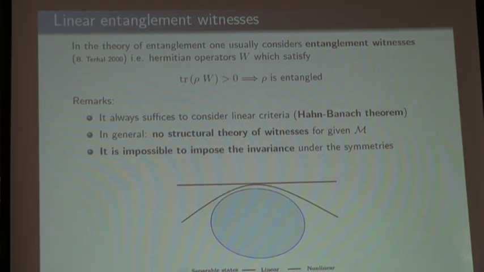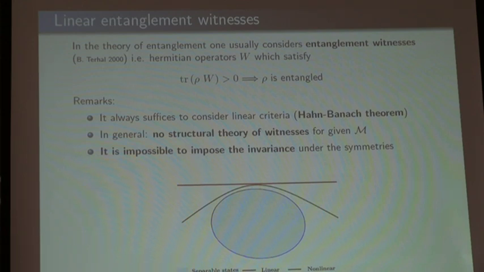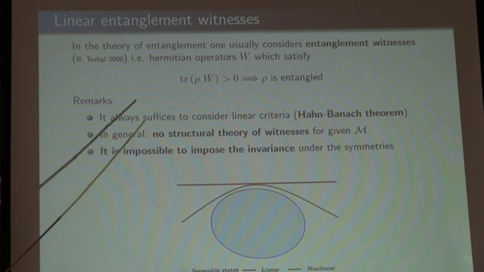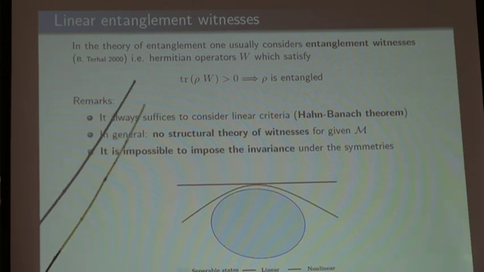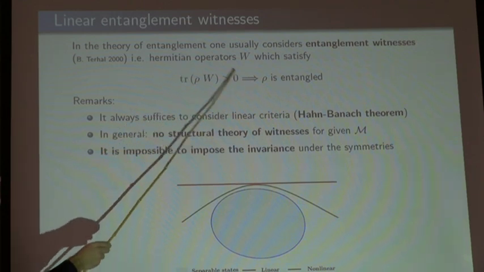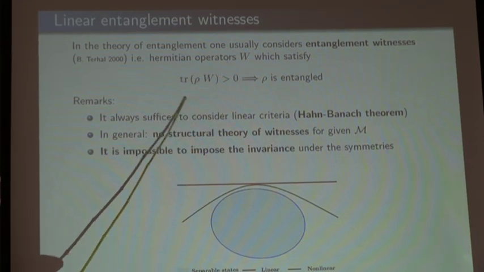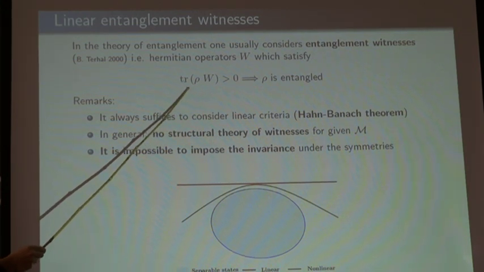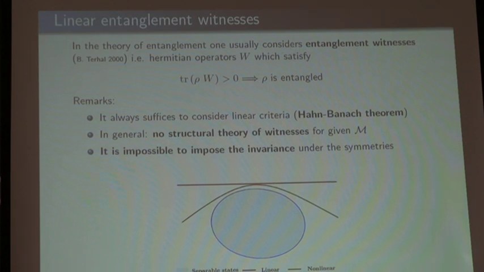But I first want to discuss why I stick to quadratic witnesses or quadratic criteria. In general, in entanglement theory, we have so-called entanglement witnesses, which are operators with the property that if I take such a trace, the expectation value of this W is positive, then I conclude that rho is entangled. So why don't I take such operators or such witnesses?